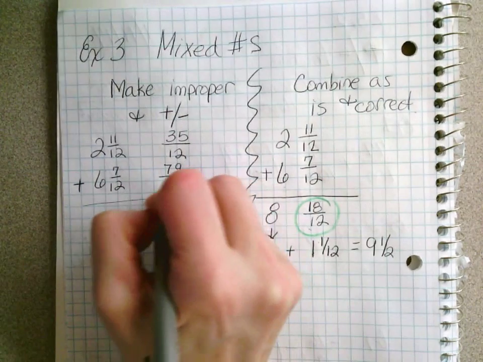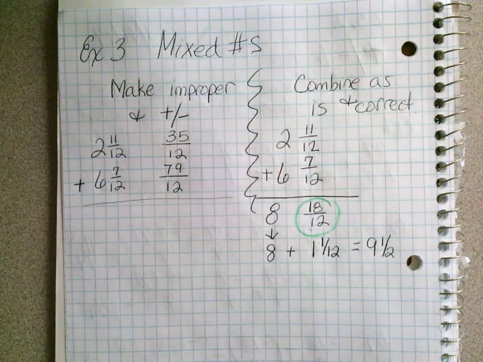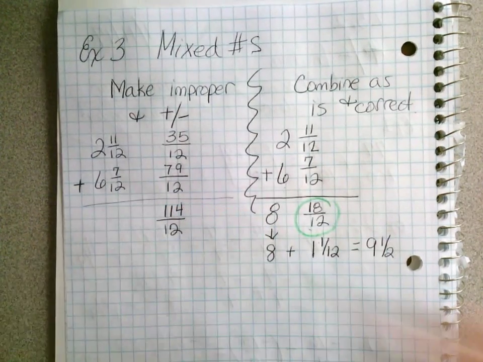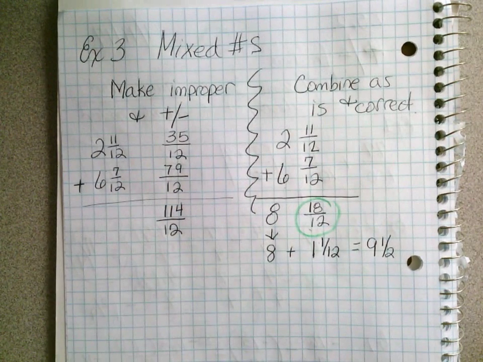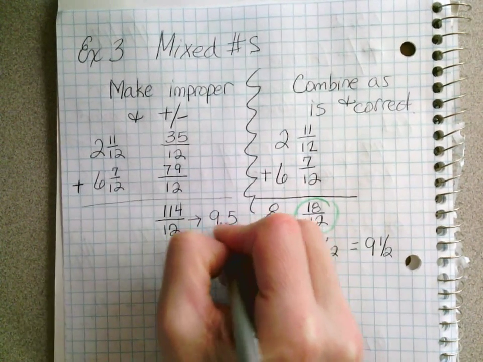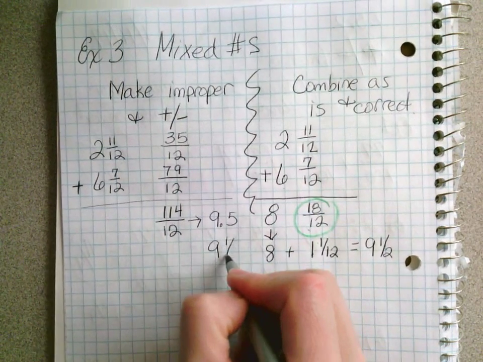Okay, we're still adding, still the exact same problem. What is the sum of 35 and 79? 114. So right now I have 114 over 12, which I bet you is 9.5. Is it? If you divide it in your calculator, it'll give you 9.5, but obviously we're looking for fractions, so it has to be a fraction.